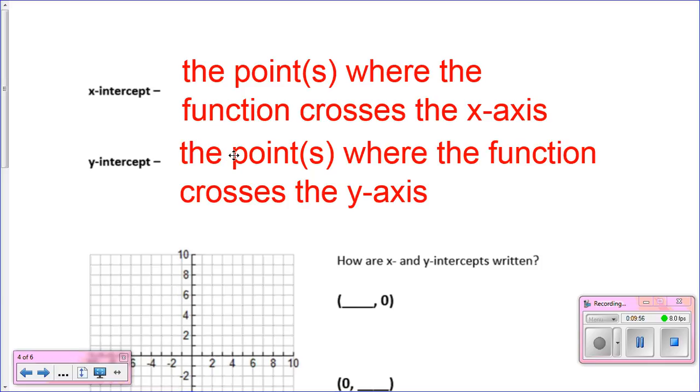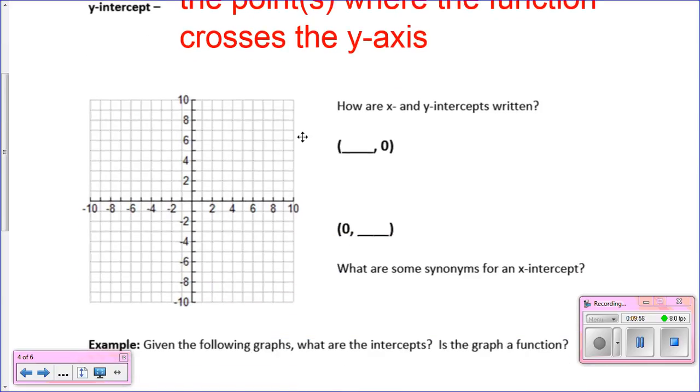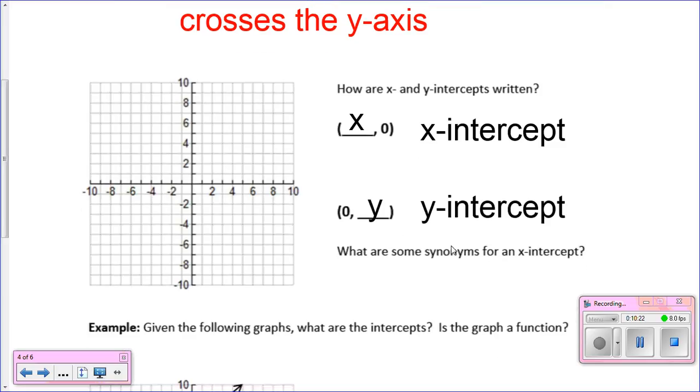Okay? So, if you look here, how are the x and y-intercepts written? Well, the x-intercept is going to be some x value, comma 0. Because on the x-axis, that's when the y is equal to 0. Always going to be y equals 0. That's your x-intercept. When we're crossing the y-axis, that's when the x is 0, so it's always going to be 0, comma y. Your y-intercept.